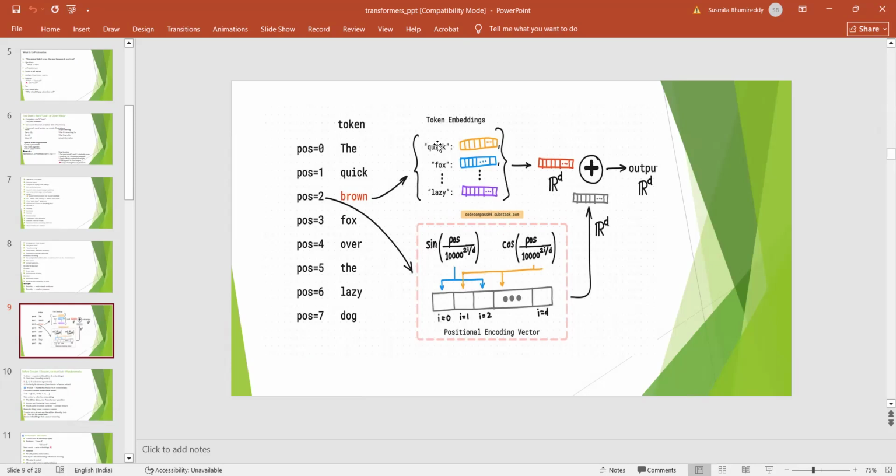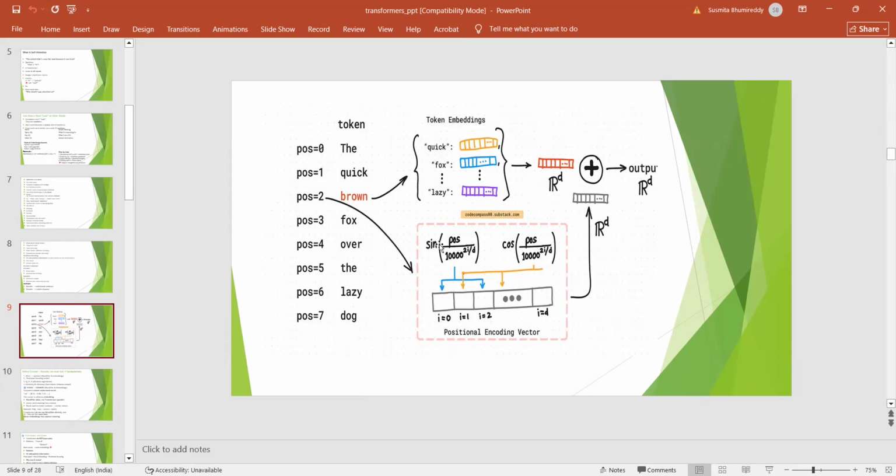Why? Because the computer won't understand this text. So these are the embeddings for each token. These are all the token embeddings. And then we are assigning a position for each word. So here we are assigning 0 for this word, 1, 2, 3. These are all the positions that we have given.